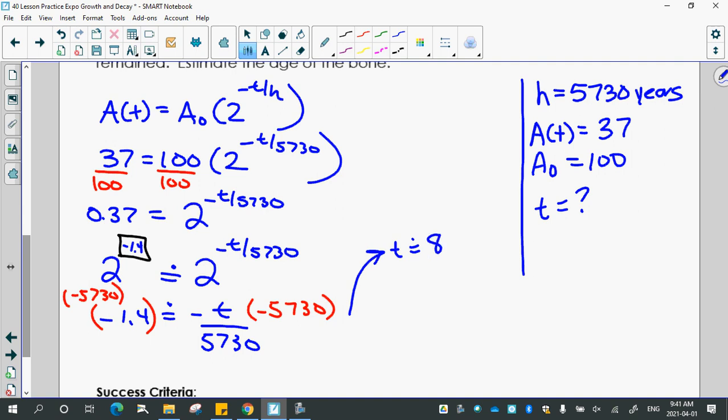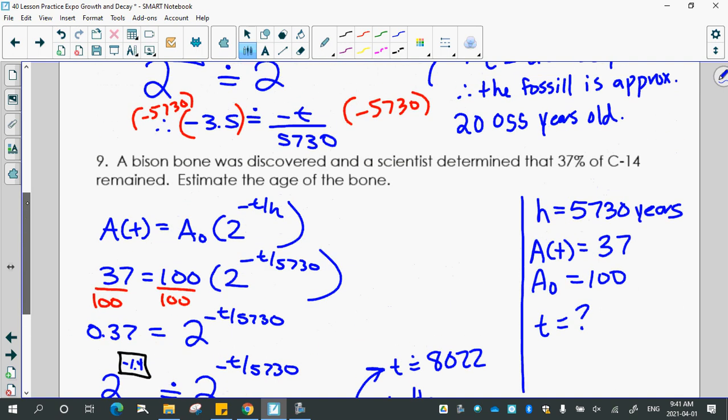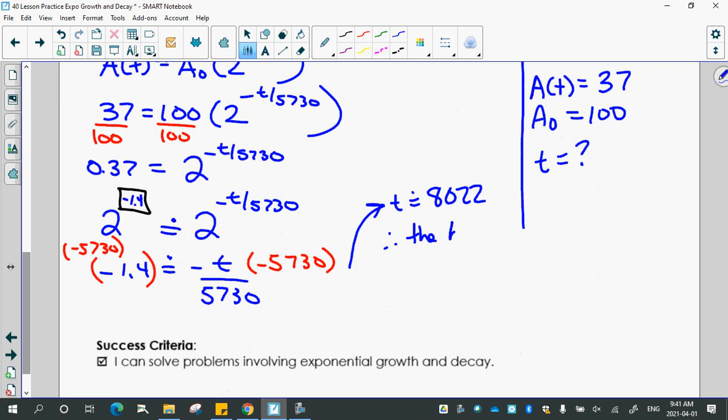Yeah, 8,000. I must have typed it in wrong. Yeah, I did. 730, not 760. 8,022 years. So therefore, what was it? Bison bone? The bison bone is approximately 8,022 years old.